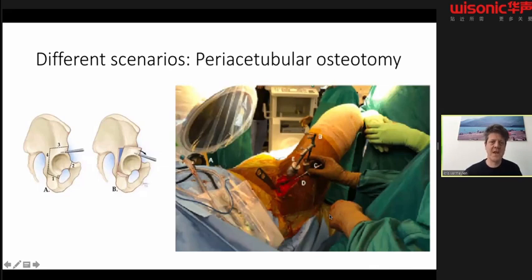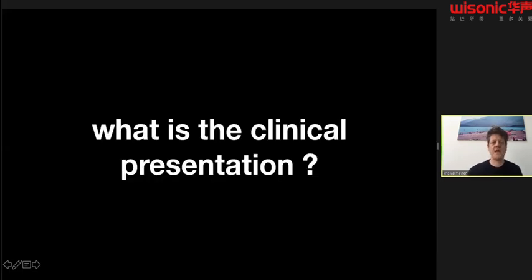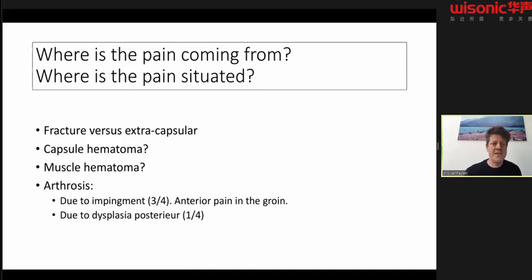In our hospital, we do a lot of acetabular osteotomies. I don't know if you do that as well, but the idea behind it is that you break your hip region in three different places. So this is very proximal, so it's important to have a proximal block. It's not only about the capsule here, but also about the innervation of the bones. So what is the importance of the clinical presentation? Where is the pain coming from and where is the pain situated? That should determine which block you do.